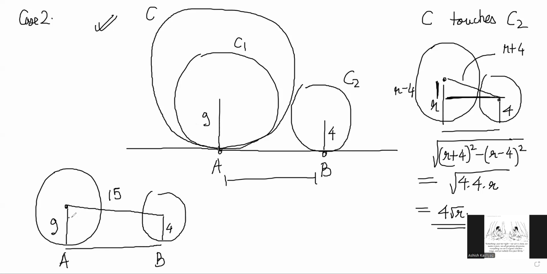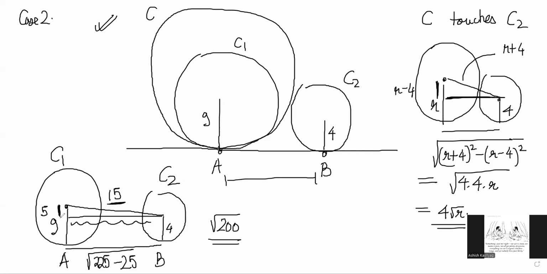I'm just using Pythagoras theorem and saying that if this distance was 15 and this much was 5, this length is going to be root over 225 minus 25. So this length is root 200. So here, which circles are we comparing? C1 and C2. They are not tangent to each other. Here we are doing C and C2, right?